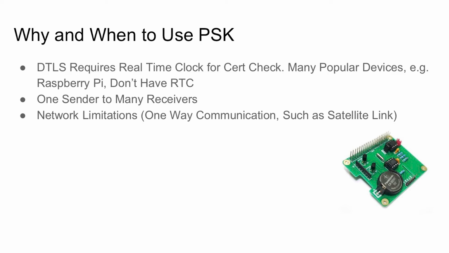Secondly, another use is when you have one sender, too many receivers. And third, in special network situations, such as when communication must be one-way only, maybe a satellite link, or an asymmetric or disjointed network, where you have a path going in one direction on one physical network, and the return has nothing to do with it. It's a separate layer 2 protocol with separate routing. You can achieve full two-way communication on disjointed networks, and you cannot do that with DTLS.